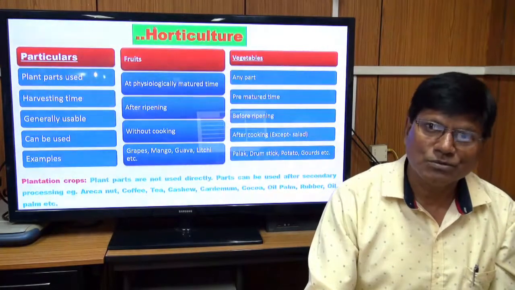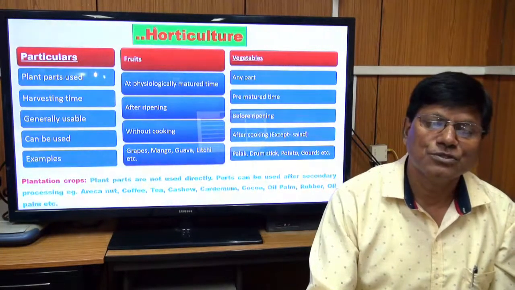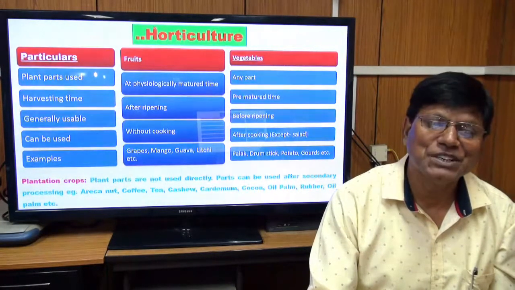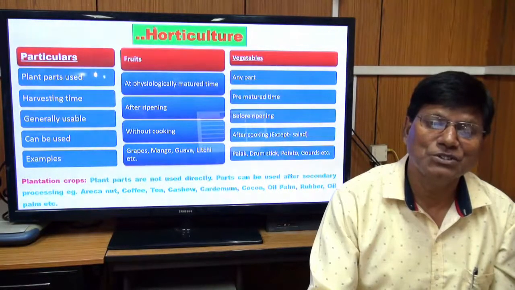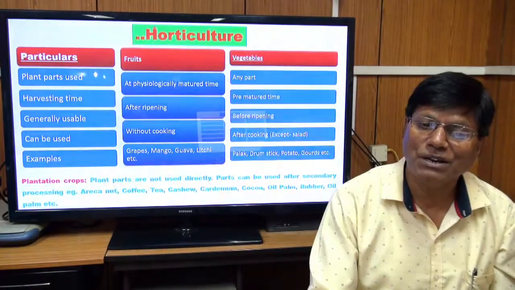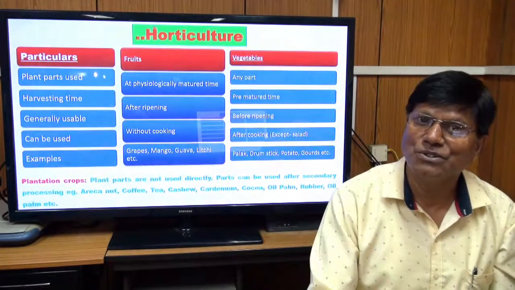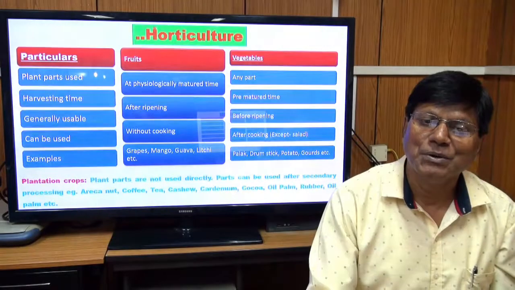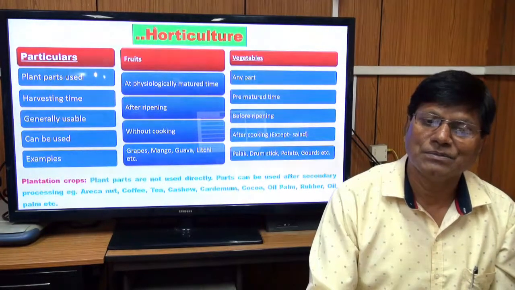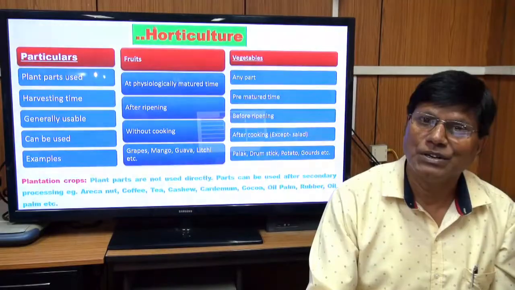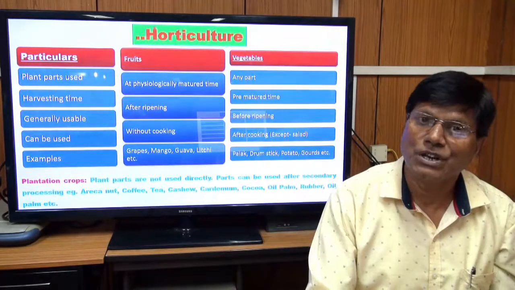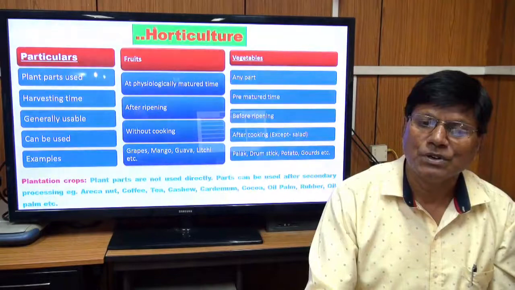Like you know the examples. Fruits like grapes, mango, guava, lychee are used at the ripening stage without cooking and harvested at physiologically mature time. On the other hand, palak, drumstick, potato, gourds, like vegetables, are harvested at premature time before ripening. They are used after cooking. Salad crops are different.